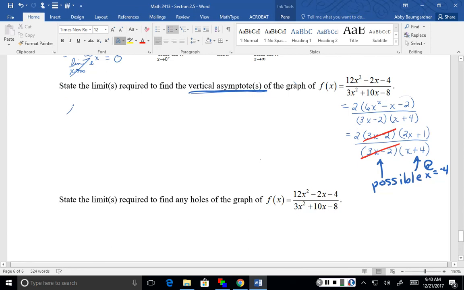So the limit would be the limit as x approaches -4 from the left and the limit as x approaches -4 from the right, you should do both, of 12x squared minus 2x minus 4 divided by 3x squared plus 10x minus 8.